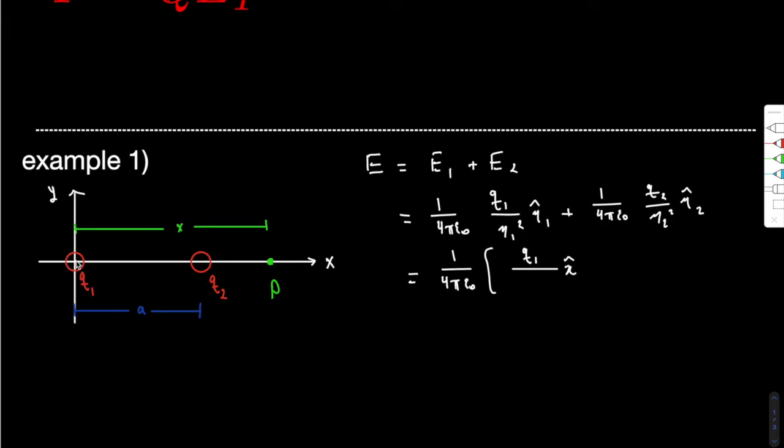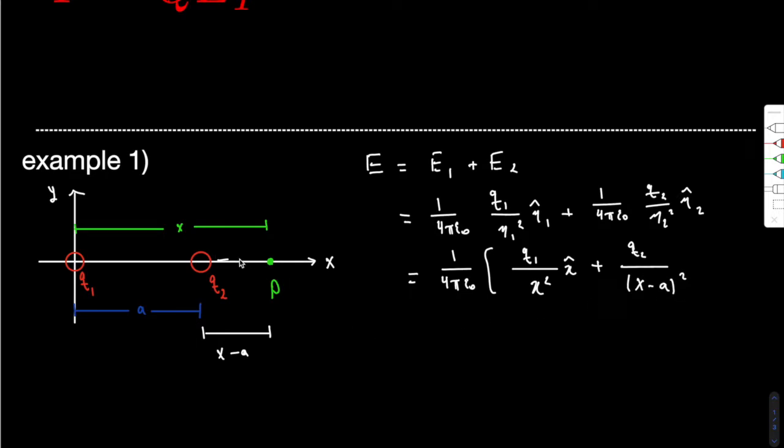And then the radial distance is just from the origin to the point, which is just x. So the length squared is x squared, plus now we have Q2 over the radial distance between the charge and the point squared. So we have the distance from the origin is x, and the distance between the origin and the second charge is a. So that means this distance here is x minus a. So the radial distance squared is x minus a squared.